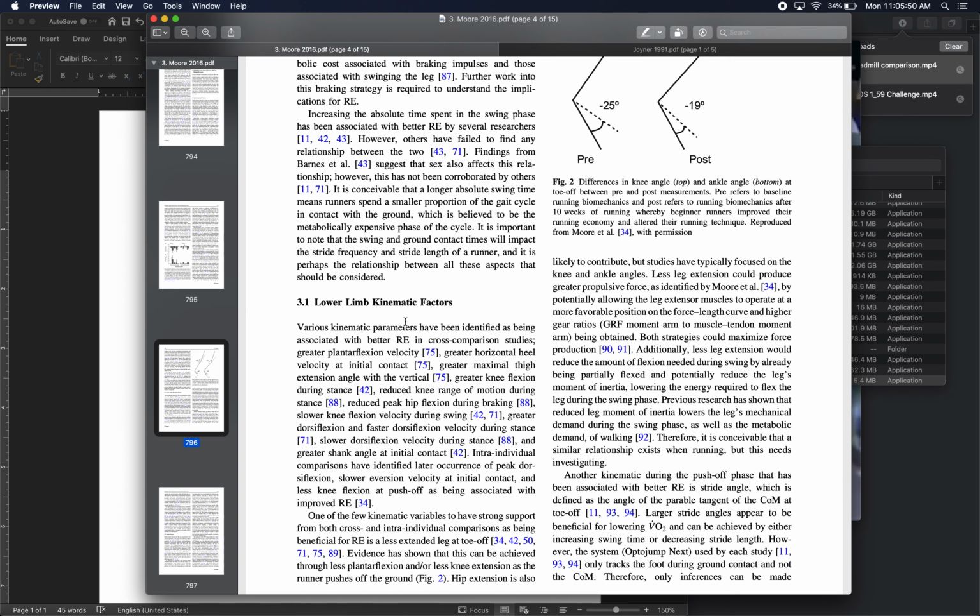Meaning sometimes you'll find a study that reports a relationship between running economy and some variable, and then you'll find another study that measured that same variable and found no relationship with running economy. Or maybe found the opposite relationship, where study 1 said increasing variable X is better for economy, and study 2 said decreasing variable X is better for running economy. Not necessarily meaning that one is right and one is wrong. It could be different populations of runners, different circumstances and things like that. But there's some inconsistency in general in terms of forming generalizable relationships between running biomechanics and running economy.